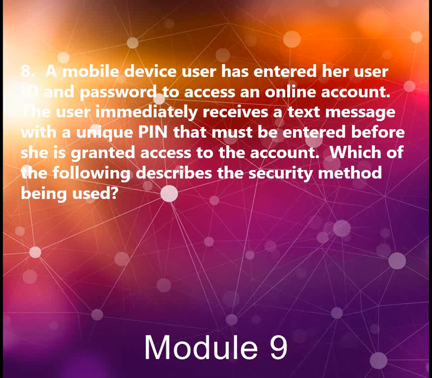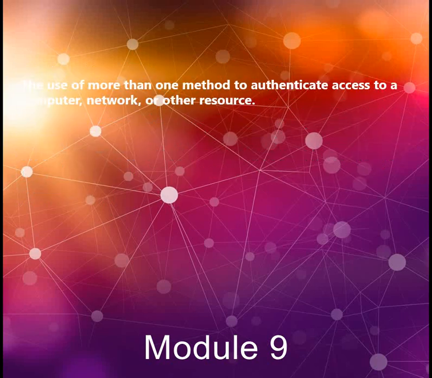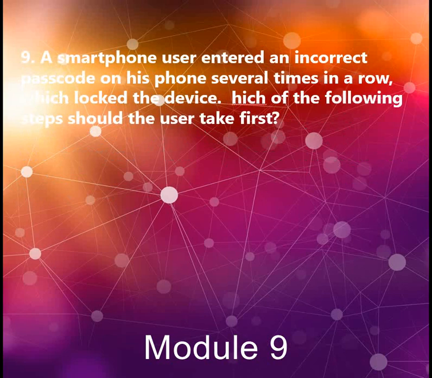All right, on to question 9. A smartphone user entered an incorrect password on his phone several times in a row, which locked the device. Which of the following steps should the user take first? So, the best thing to do in this scenario is wait a few minutes for the phone to automatically unlock. That is the correct answer.